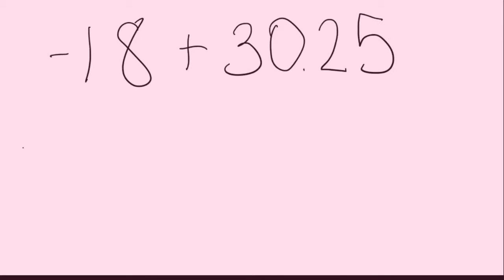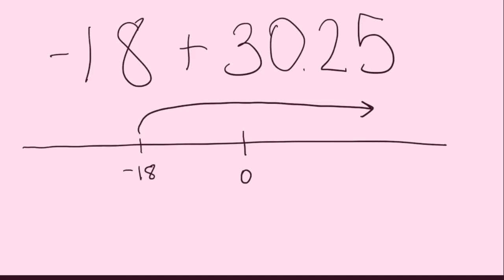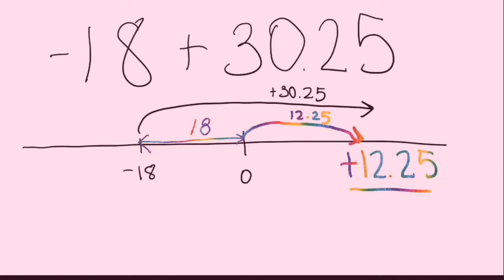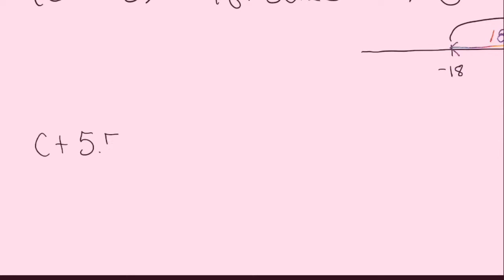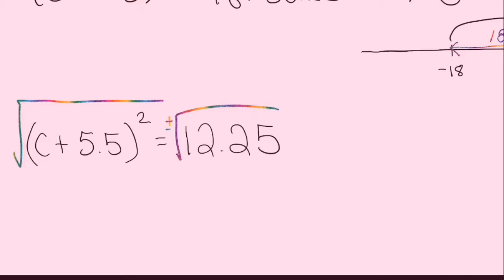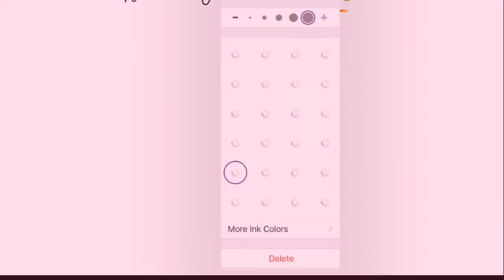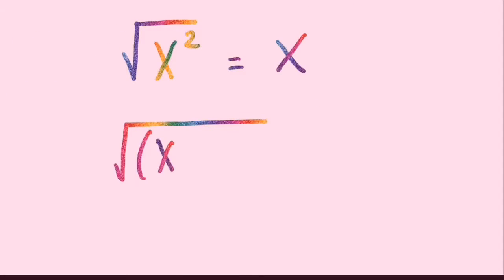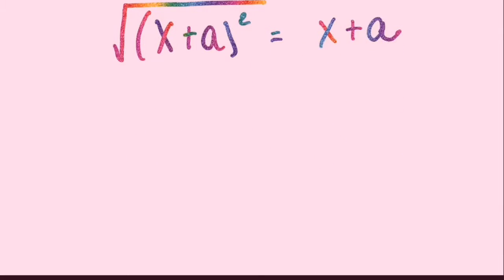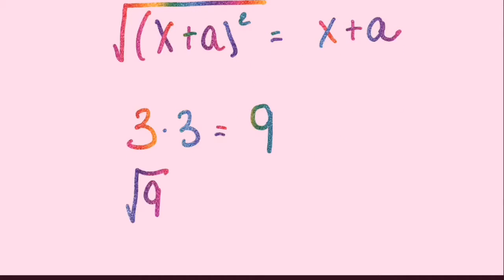So remember, -18 plus 30.25 is going to equal going 18 forward steps and then another 12.25 steps forward. So that's going to equal positive 12.25. And now we'll take the square root of both sides. Anytime we're taking the square root of a number, we always have to put a plus or minus sign in front of the radical. We don't have to for our variables.